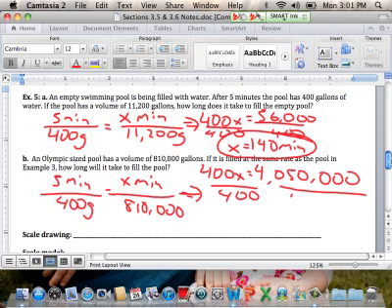Divide both sides by your 400, just like you would any other problem. And that tells you it's going to take you 10,125 minutes, which is clearly an extremely long time.